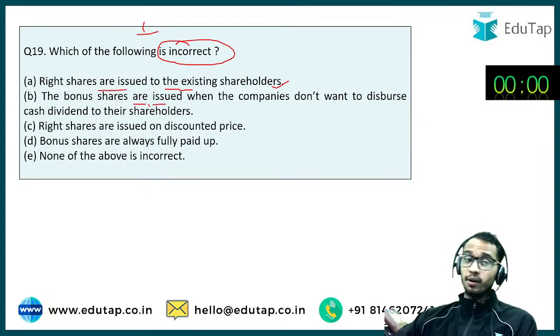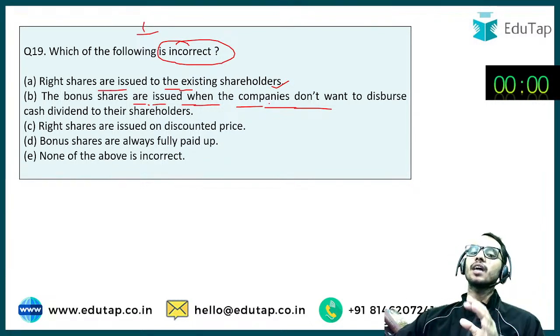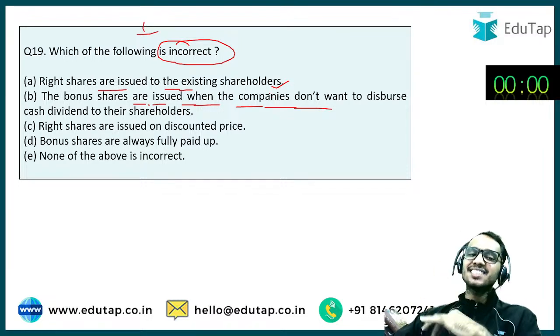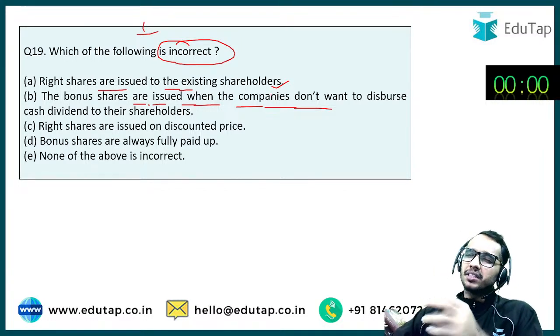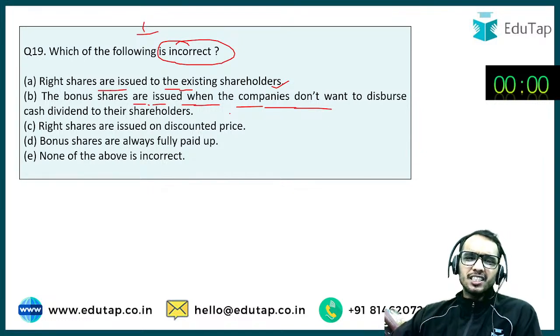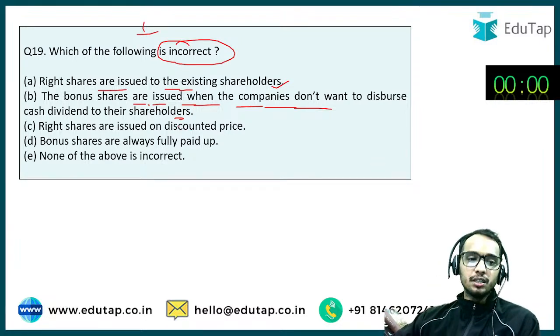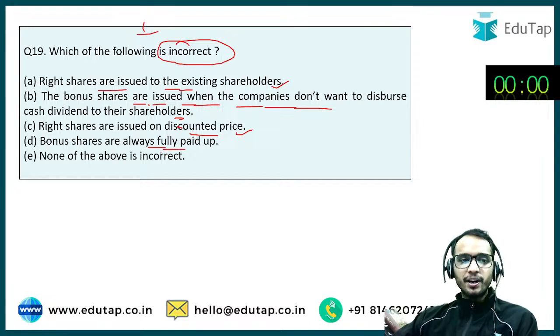Okay, we are talking about now again bonus shares. Bonus shares are issued when the companies don't want to disburse cash dividend. Yeah, it might happen, but bonus shares are not issued in lieu of dividends. But yeah, when the company has less cash, they just generally provide the bonus shares so that they don't have to disburse the cash. So it looks correct. Let's reserve this for now. Let's read out the other option. Right shares are issued on discounted price. This is also correct. Bonus shares are always fully paid up, None of the above.